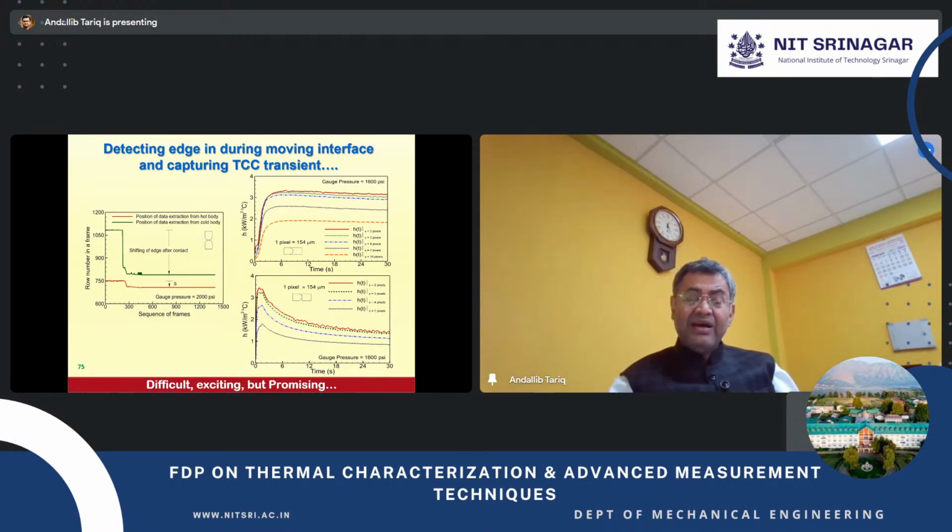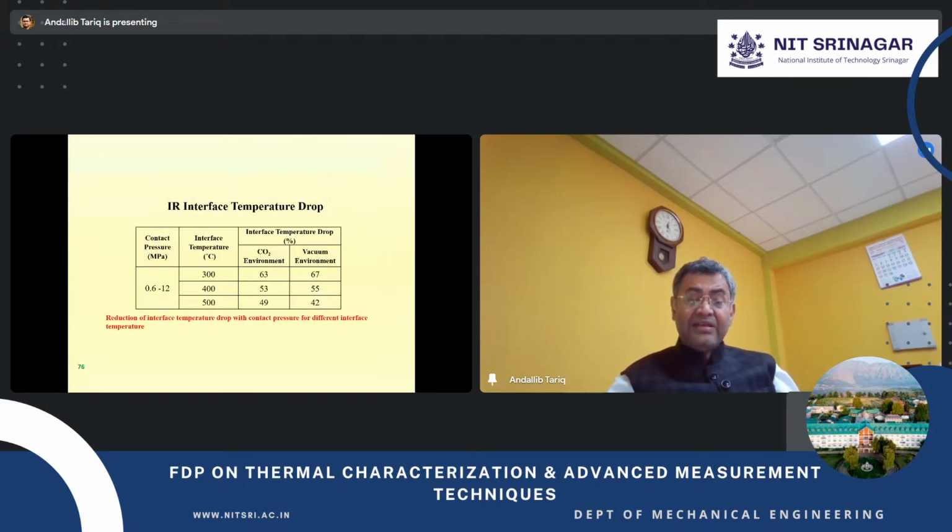That has given us the confidence that whatsoever pain we have to take, that is going to give us the results. So we did the heat transfer coefficient variation with respect to time, and we found that. Okay, and as I said, we did the experiment using IR thermography at different pressure conditions, at 300, 400, 500 degrees, and carbon dioxide and vacuum.